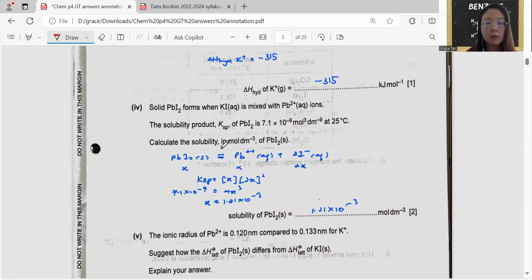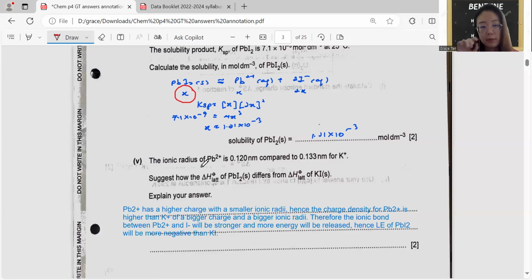So first, I always say, write the equation out and fill in your x, x, and 2x. Then you write your expression. The expression is Ksp, given here. So you put in the Ksp value here and you can find what is x. Now you must know what is x. X is the solubility. X is also the concentration of lead 2+. 2x is the concentration of iodide ions. The question wanted the solubility of PbI2, which means this particular lead, so it happens to be x. Therefore, the answer is 1.21 times 10 to the power -3. Next question.